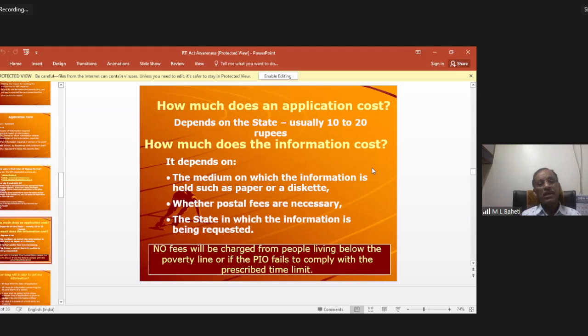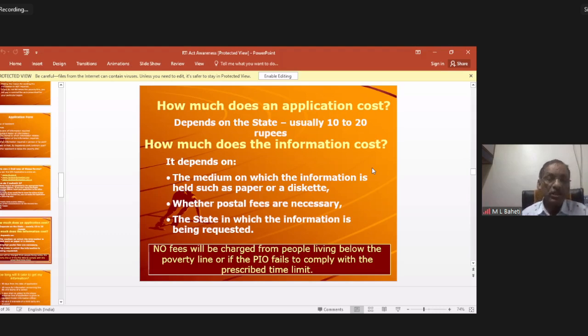How much does an application cost? Depends on the state. From state to state, there are different charges, usually ranging from 10 rupees to 20 rupees. How much does the information cost? The cost of information depends upon the medium on which information is held, such as paper or diskette, and the form in which information is being requested.